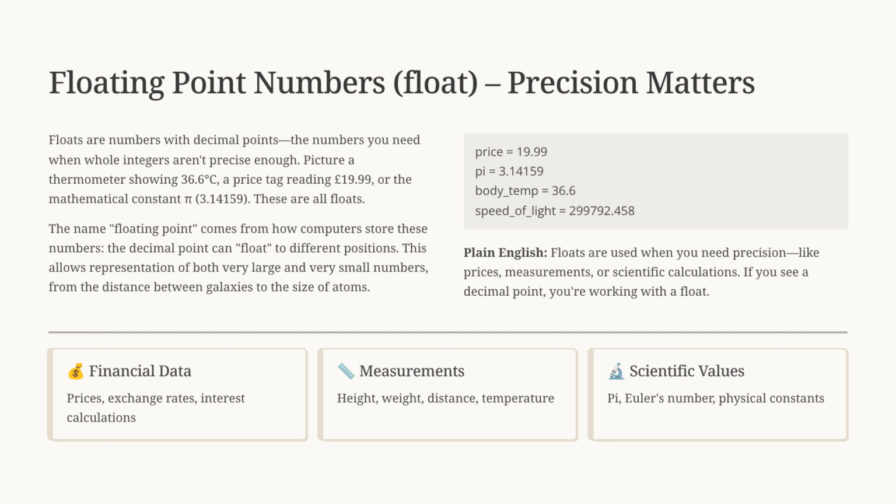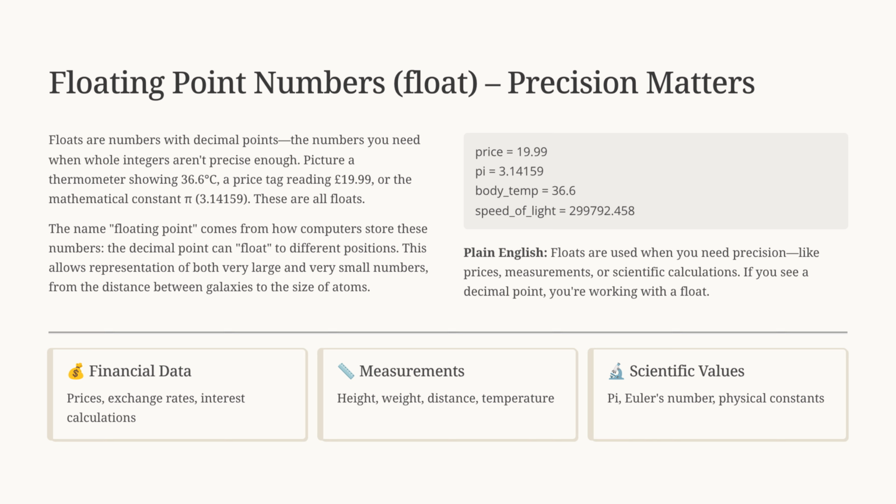The term floating point comes from how computers store these numbers. The decimal point can float, moving left or right to represent very large or very small values. That flexibility allows Python to handle everything from the distance between galaxies to the width of a human hair, all with remarkable precision. Let's look at a quick example.